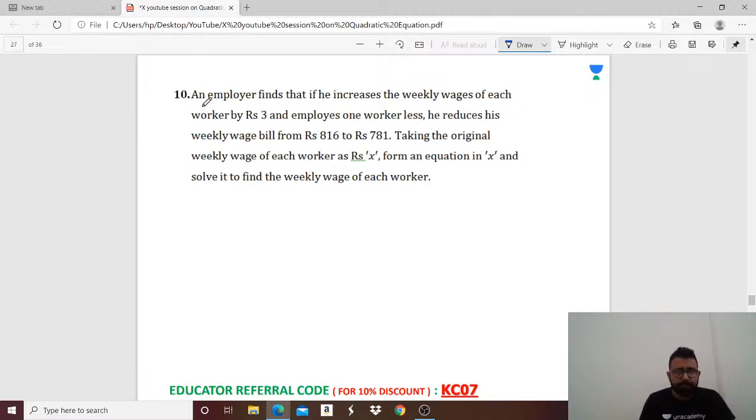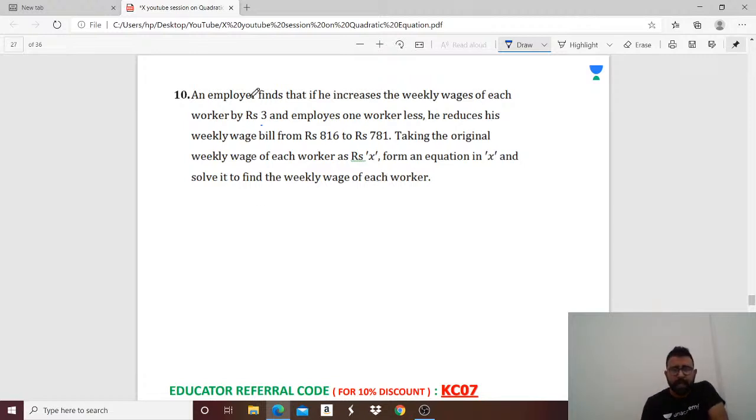For 3 markers: an employer finds that if he increases the weekly wages of each worker by 3 and employs one worker less, he reduces his weekly wages bill by 816 to 781. Taking the original weekly wages of each worker to be x, form a quadratic equation and solve it to find the weekly wages of each worker.